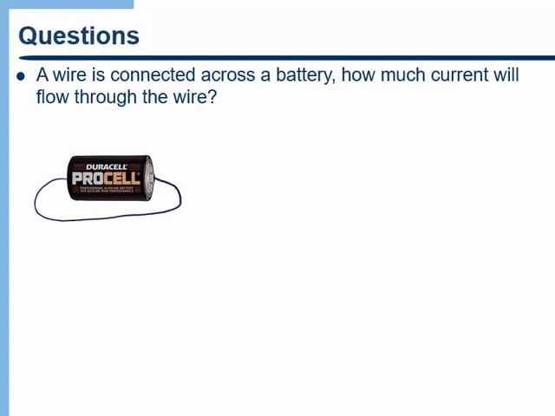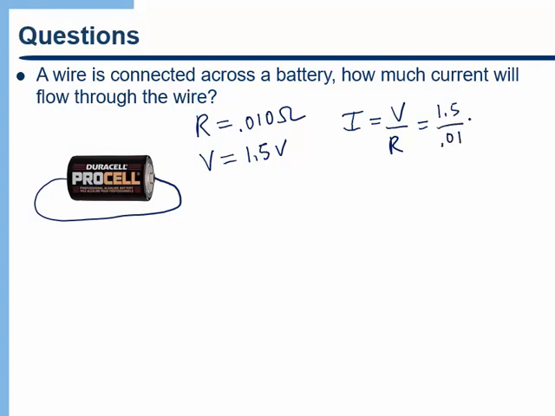We're putting a wire like that, and let's just say that our wire has a resistance of 0.01 ohms. And it's a standard 1.5 volt battery, so V is 1.5 volts. And if we go ahead and calculate the current using Ohm's law, current is voltage divided by resistance, we would get that the current in this situation is 150 amps.